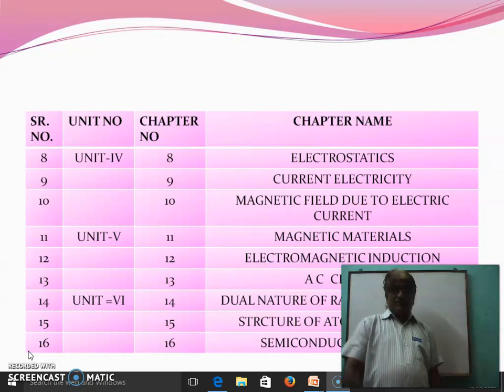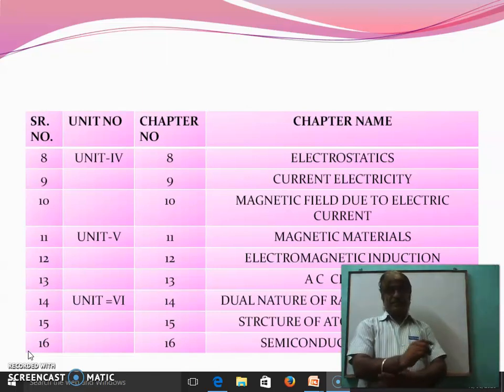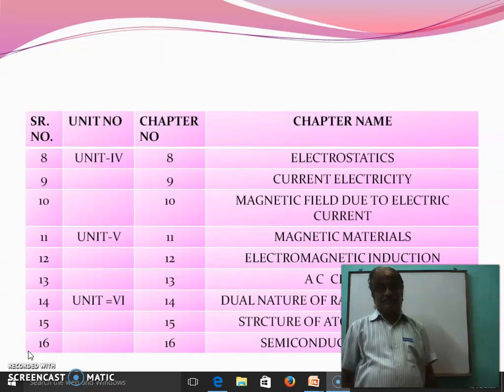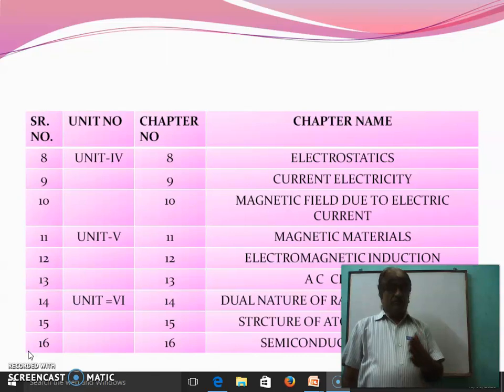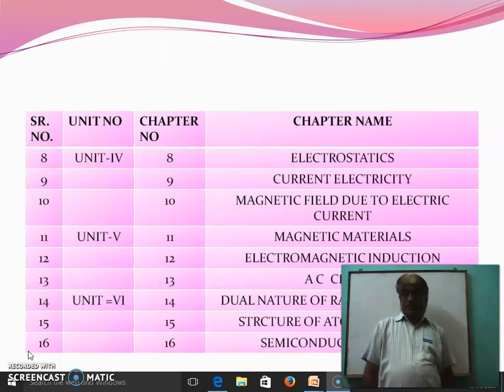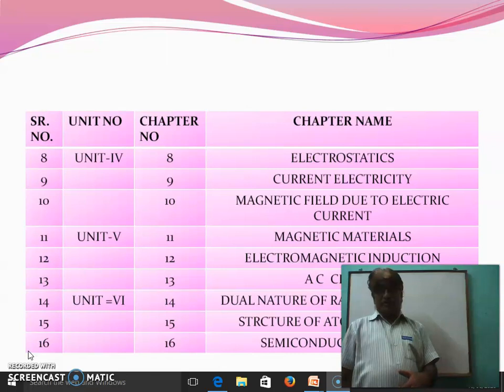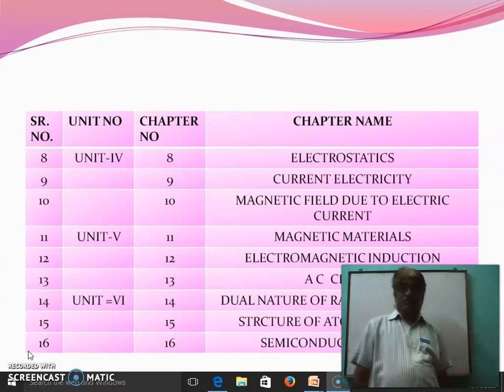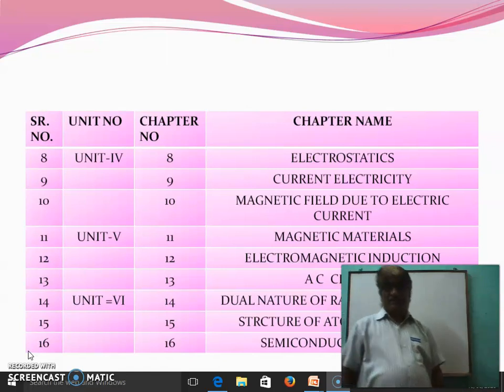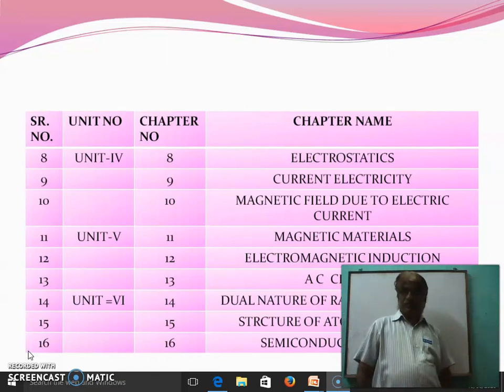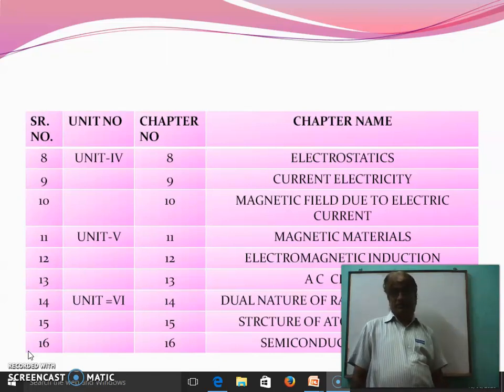In this previous slide, the chapter Current Electricity is seen. In current electricity, we can discuss the Wheatstone bridge. The practical form of the Wheatstone bridge is the meter bridge, and the meter bridge experiment is used to determine an unknown resistance. Using this meter bridge, we can also discuss Kelvin's method, which is used to determine the resistance of a galvanometer.